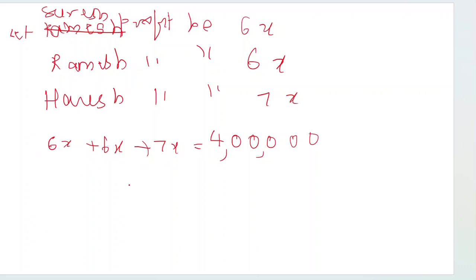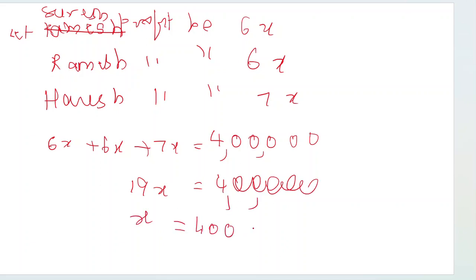And 6 plus 6 plus 7 is nothing but 19x, which is 4 lakh. So x will be 4 lakh upon 19. Using calculator, we get the answer 21,052.63. Now, this is the value of x.